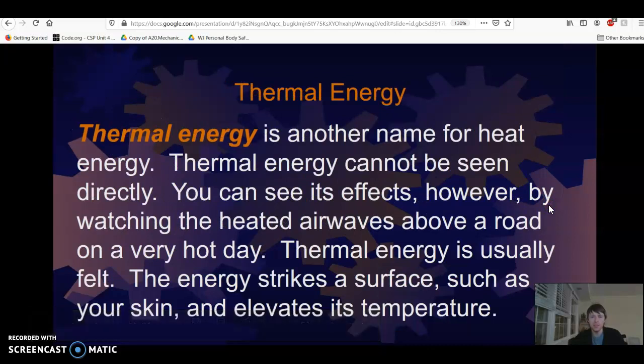Thermal energy is heat. Not much more to say there. Anything that's hot has thermal energy.